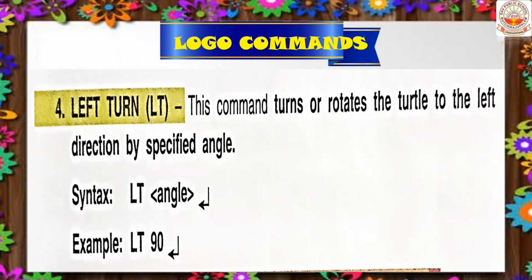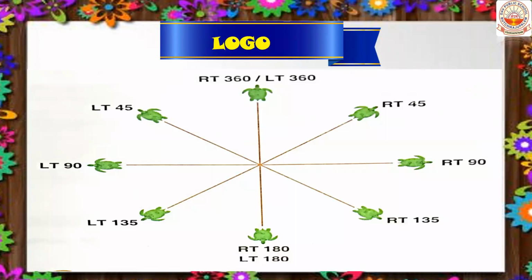Okay, children. In this way, the direction of the turtle can be changed by using angles. Here, if you type LT 45, the direction of the turtle will be like this. Then LT 90, LT 135. You can change the direction by using either RT or LT. If you type RT 45, the direction will be like this. RT 90, like this. RT 135. Okay, children. Understood?